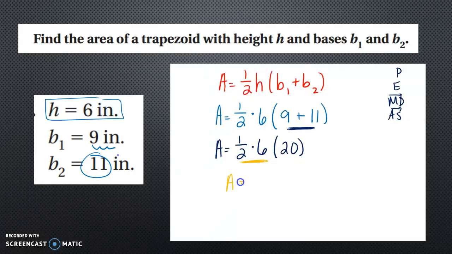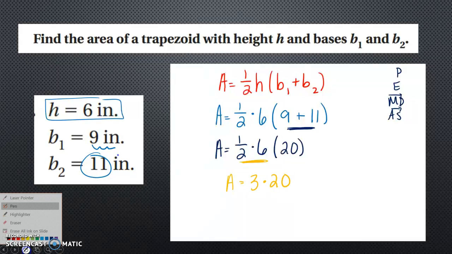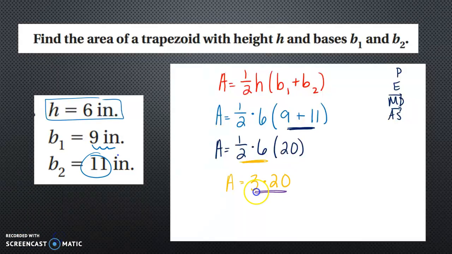So I've got area equals, and then 1/2 of 6 is just taking 6 and dividing it by 2. That would be 3 times our 20. Our final step is just to multiply those two numbers together. 3 times 20 is 60. Our units are inches, so our label is going to be inches. And then again, since this is area, area is always squared.